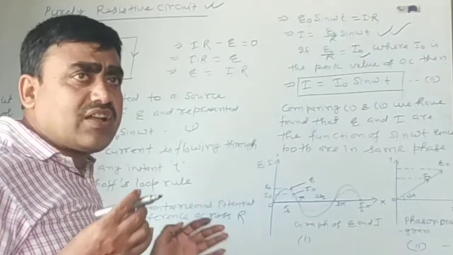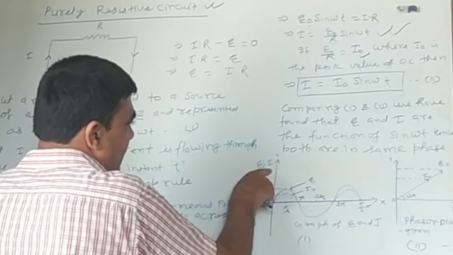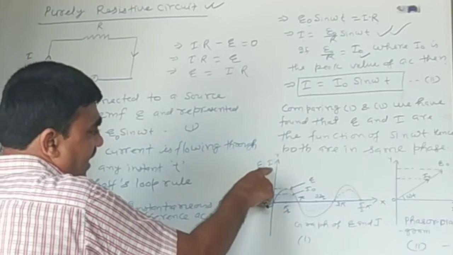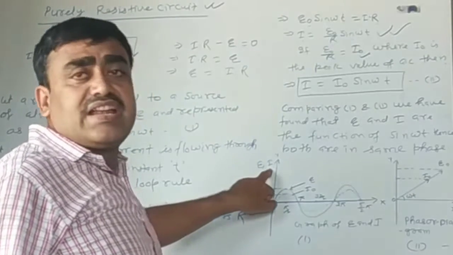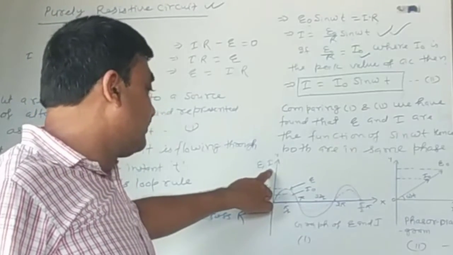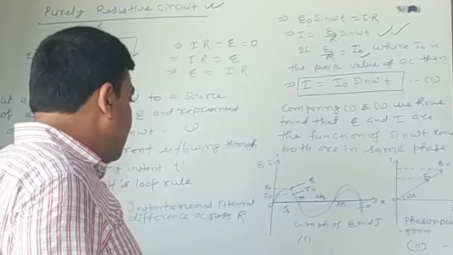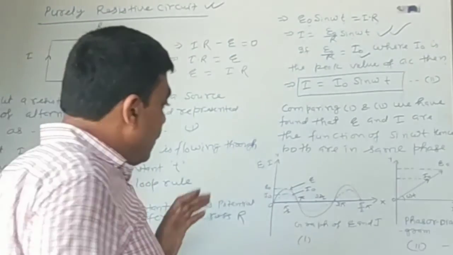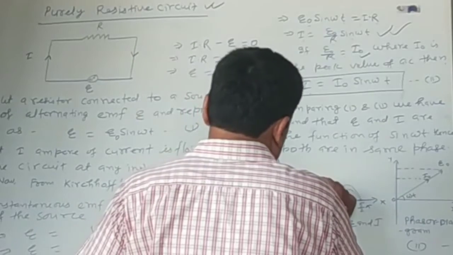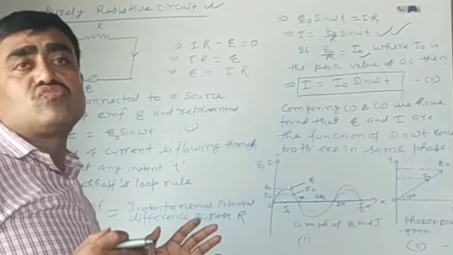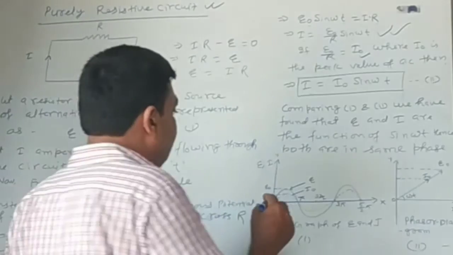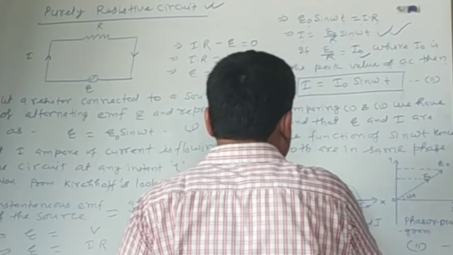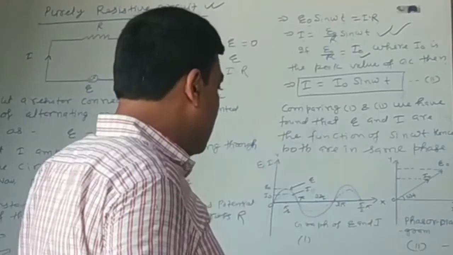When we plot a graph between E and I, where E is the instantaneous value of alternating EMF and I is the instantaneous value of alternating current, then we find that E and I are in the same phase.